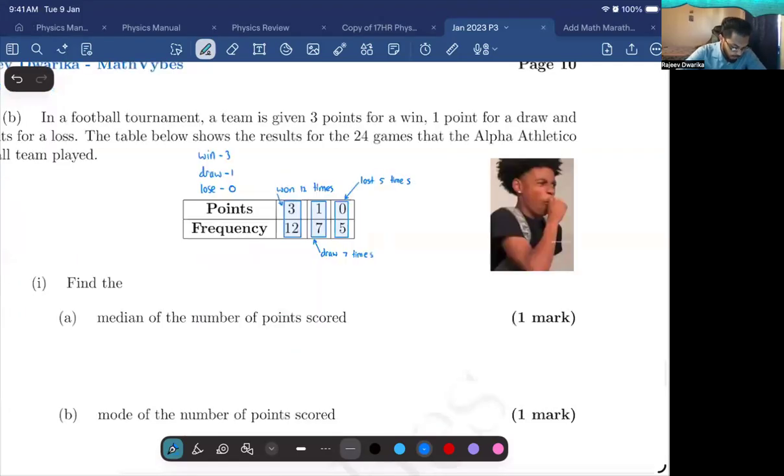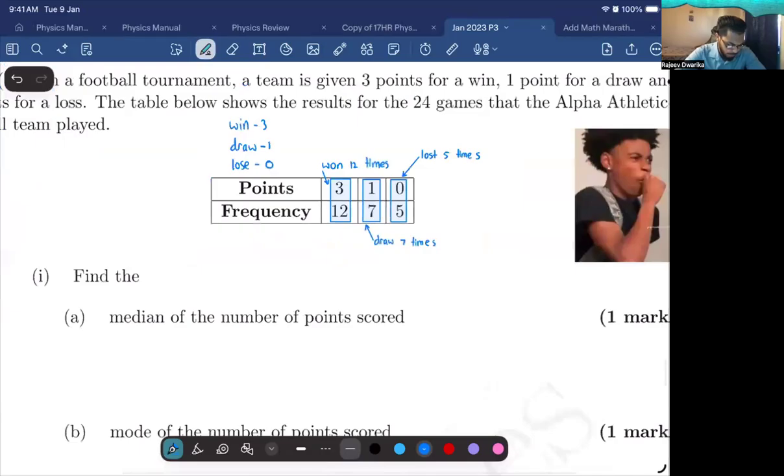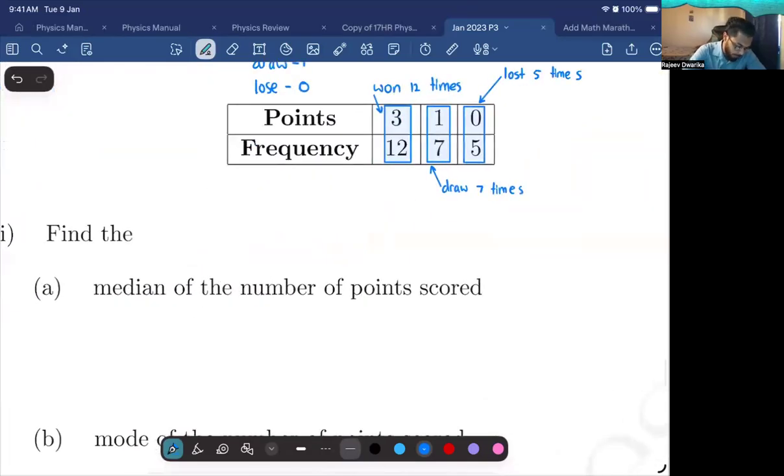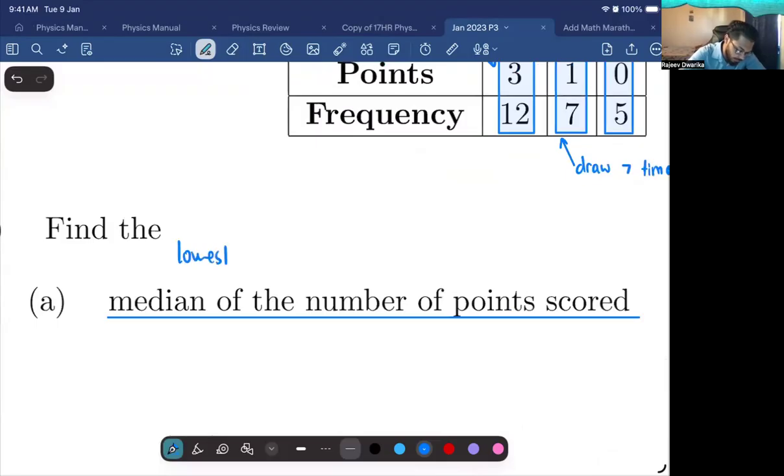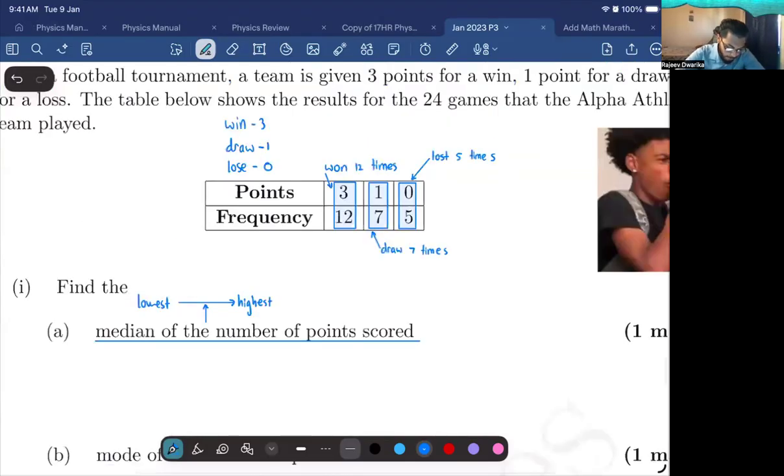Okay. In the first part, they want us to figure out the median of the number of points scored. The median is simply the middle of a set of data arranged in ascending order. So if you arrange data from lowest to highest, the median will be the data in the dead center, the data point in the middle. Let me show you all how we're going to attack this question.